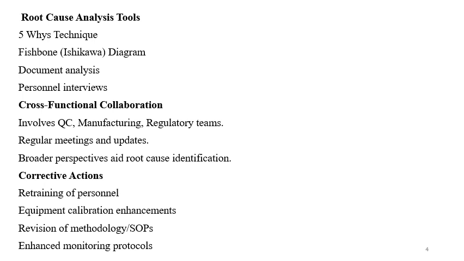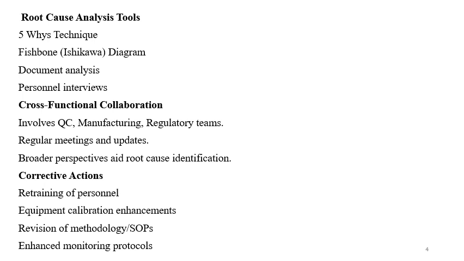Then cross-functional collaboration will be there. It involves the QC, manufacturing, regulatory teams, regular meetings and updates, broader perspective, and aid root cause identification, because we need to find the reason behind the OOS and OOT so that in the next upcoming batches or products we can take care for the prevention. It will go into the CAPA, corrective and preventive action.